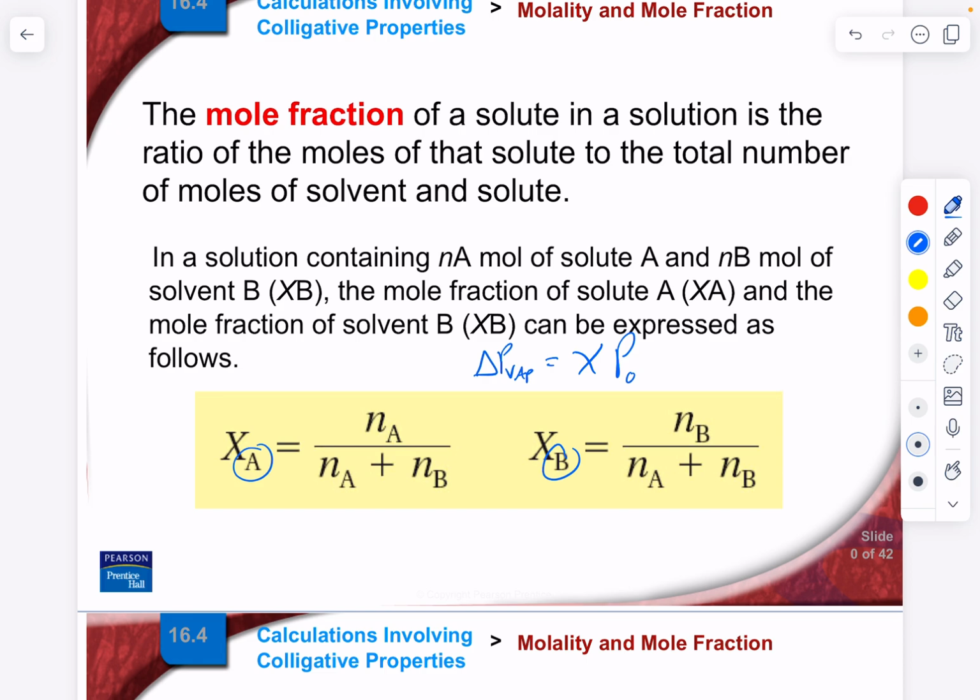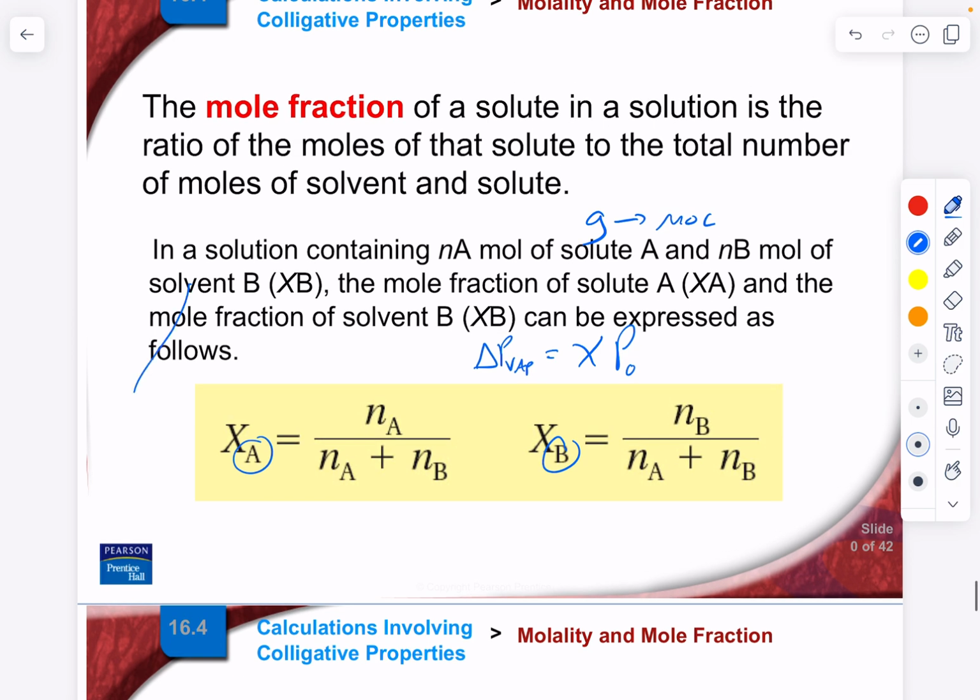So remember what a mole fraction is. I have to convert my grams of solute into moles, and I have to convert my grams of solvent into moles, and I add up the sum of my solute, sometimes there's more than one solute, and solvent, that goes in the denominator, and the moles of what I'm interested in goes in the numerator. So I add up the moles of everything in the solution, that's the denominator, and the moles of what I want to find the fraction of goes in the numerator.